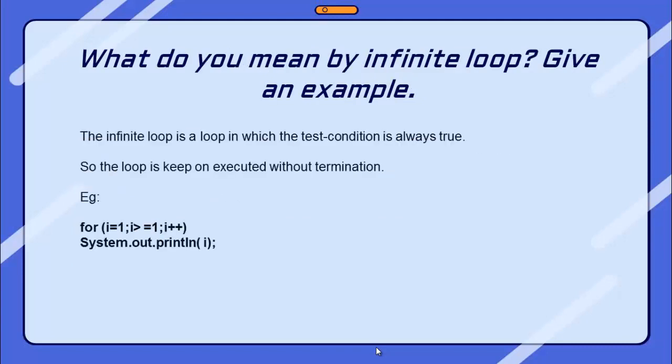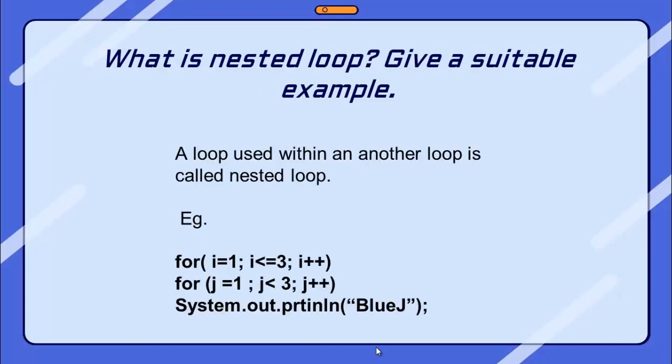What do you mean by infinite loop? Give example. The infinite loop is a loop in which the test condition is always true, so the loop keeps on executing without termination. So here comes an infinite loop. There will be no termination. Nested loop: a loop within another loop is called a nested loop. Here, the I loop, inside the I loop you have the J loop.